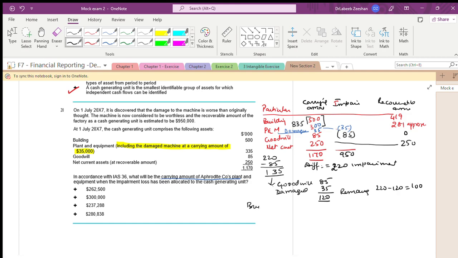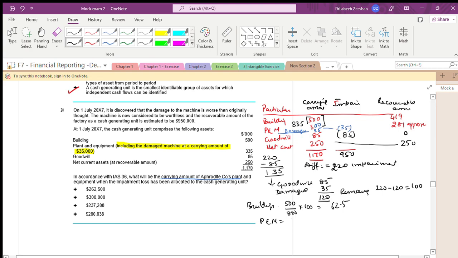Now, buildings is how much? Buildings is 500 divided by 800 into 100. It comes to 62.5. And plant and machinery, how much? 300 divided by 800 into 100, 37.5.